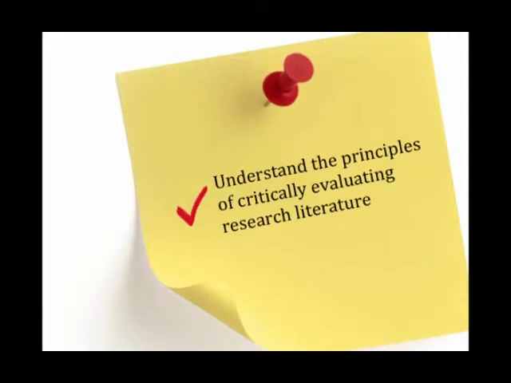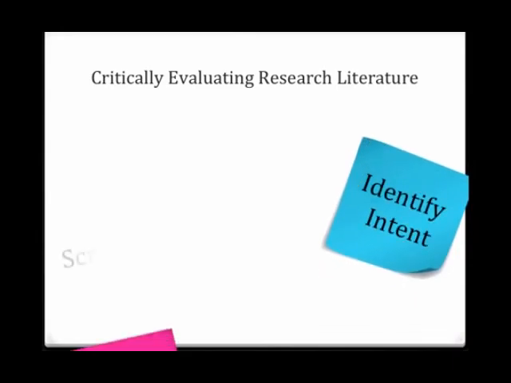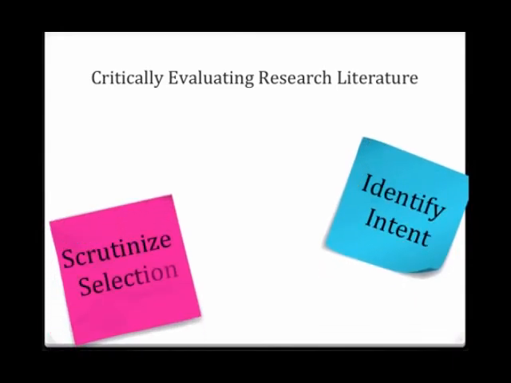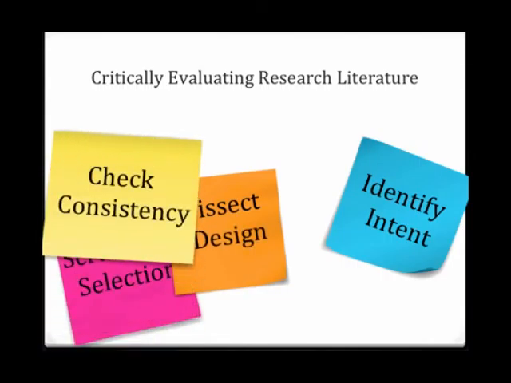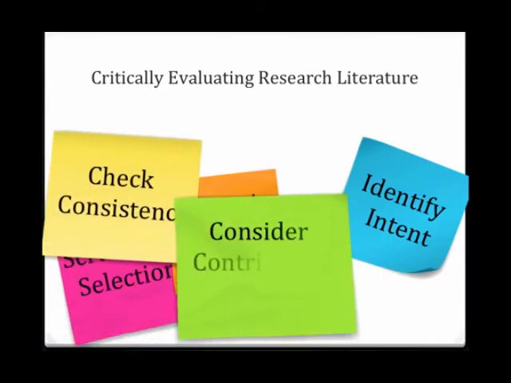Now that you have completed Module 1, Critically Evaluating Research Literature, you will understand the principles of critical evaluation. Critically evaluating research literature involves identifying the intent of the study, scrutinizing the selection of participants, dissecting the research design, checking the consistency of the design, and considering the contribution of the study.